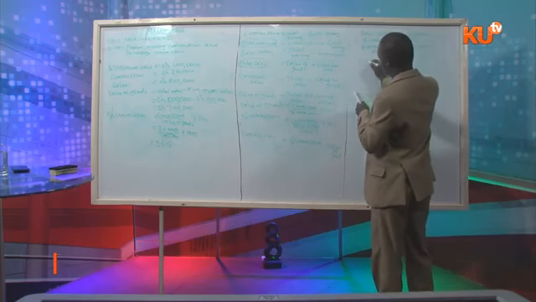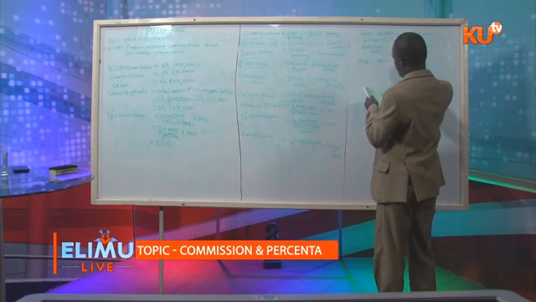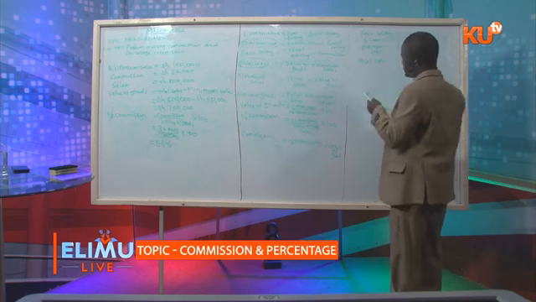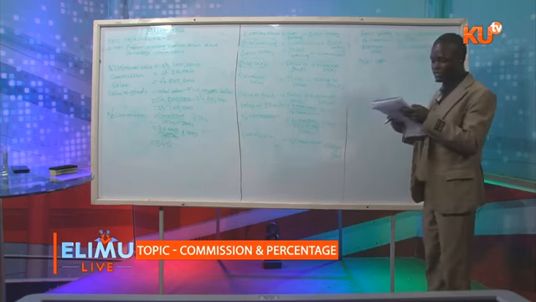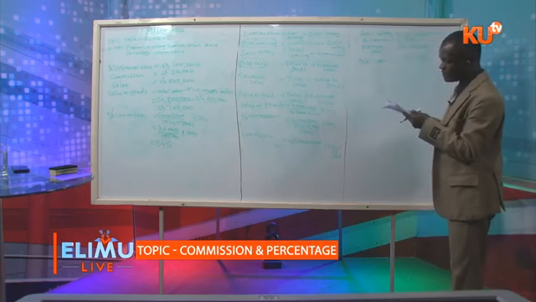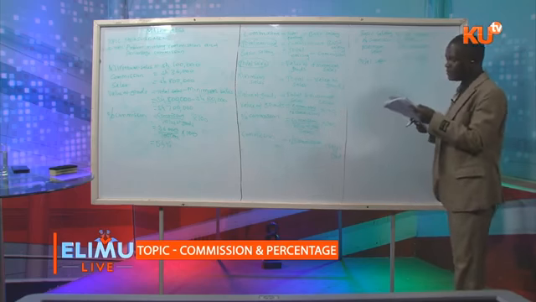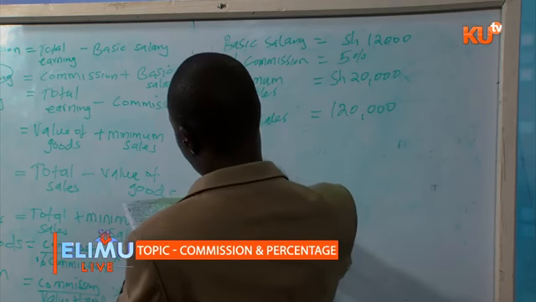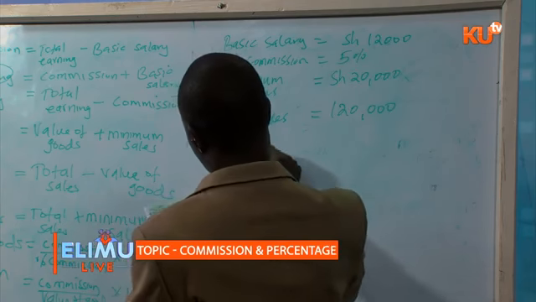We have also been given the total sales as 120,000 Kenya shillings. So we have total sales, minimum sales and percent commission together with the basic salary. We are asked to find the total earnings.